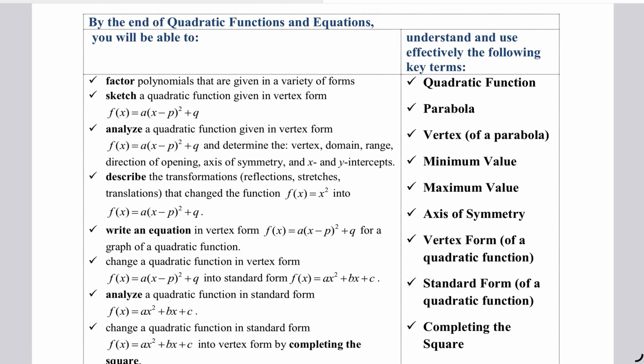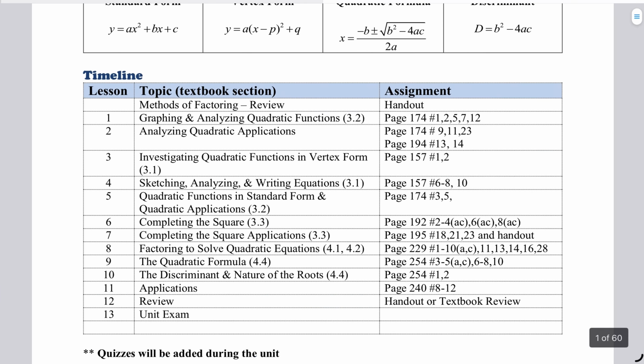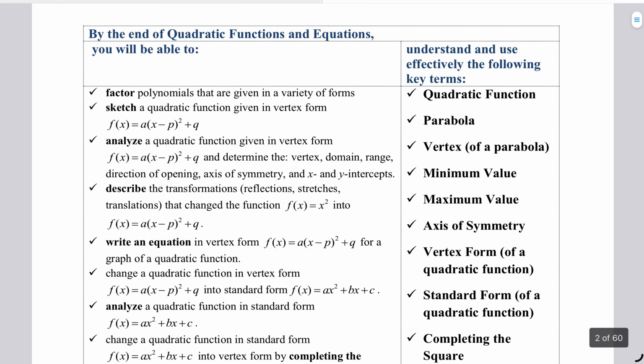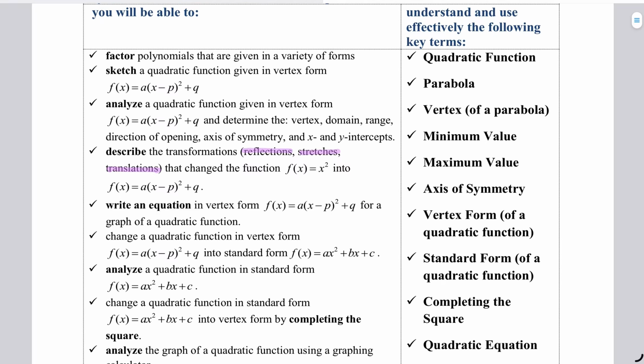Everyone. So today we are just working on quadratic functions and equations. That's our new unit. That's chapter 3 and 4 in the textbook. And we will learn about factorizing, sketching quadratic functions, analyzing these functions, describing the transformations that are going on, so reflection, stretches and translations. We'll write an equation in the vertex form.